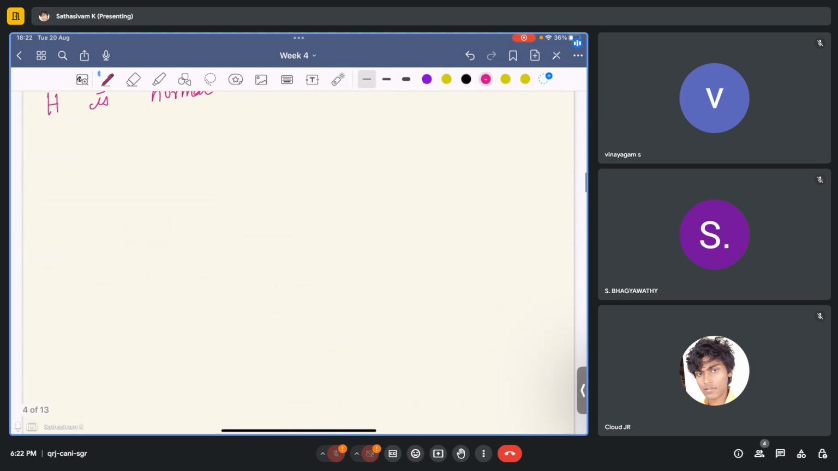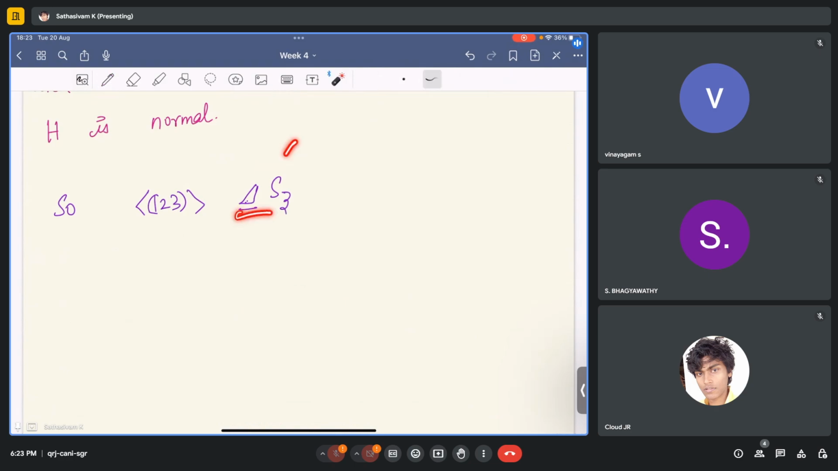Okay. So what we have is, this subgroup is a normal subgroup. We usually write it with this symbol. We say it is a normal subgroup. Subgroup we usually write like this, and for a normal subgroup you use this symbol. So it's a normal subgroup of S3.